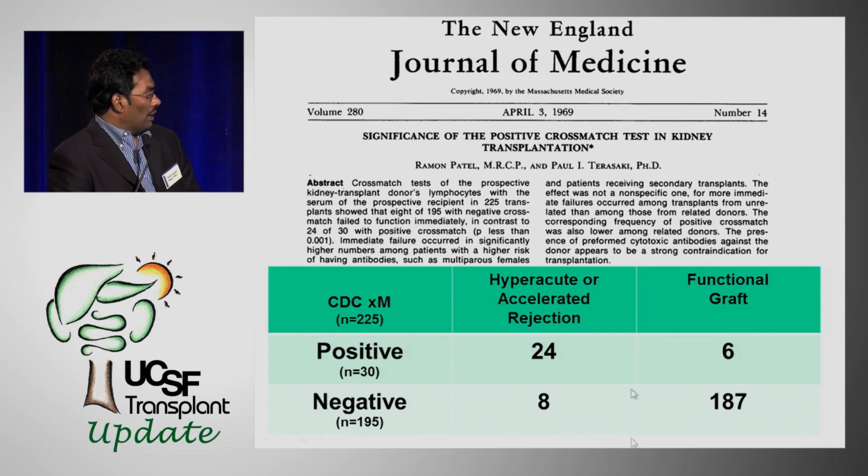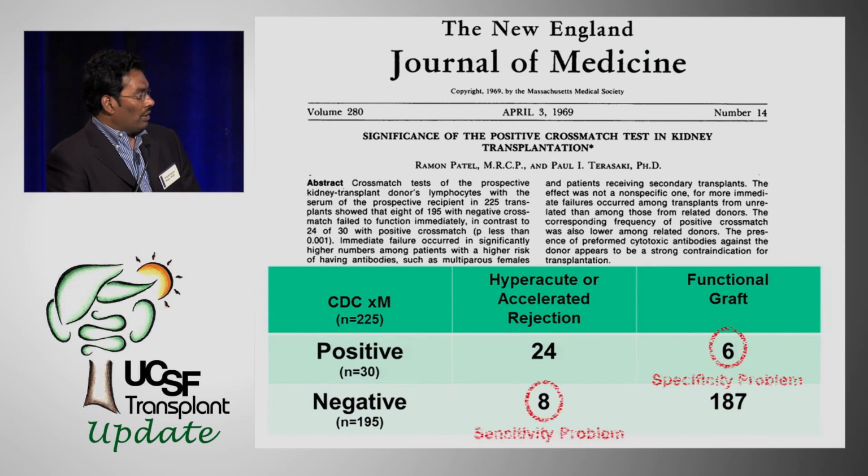So he looked at 30 positive cross-matches. 24 out of 30 showed hyperacute and accelerated rejection. And in most of the negative cross-match individuals, the graft function was fine. Since this publication, it became the standard of care for transplantation. But the problem here is these two numbers.